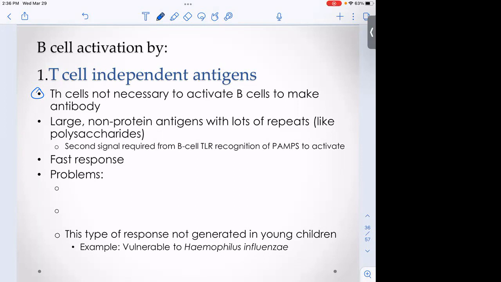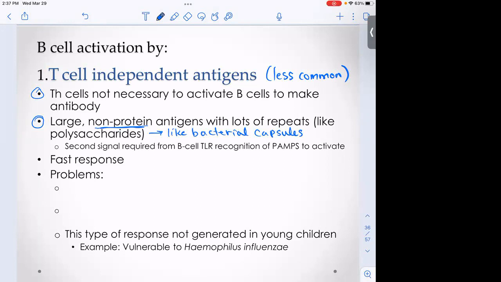What kind of antigens? This is not the most common kind. We'll say here, less common. What kind of antigens can stimulate B cells directly? Antigens that are large and that are not proteins. So most commonly certain polysaccharides, like bacterial capsules. And it doesn't appear to be all bacterial capsules, certain ones.